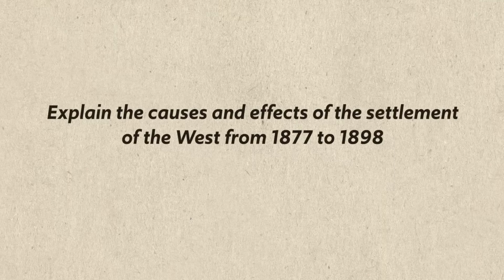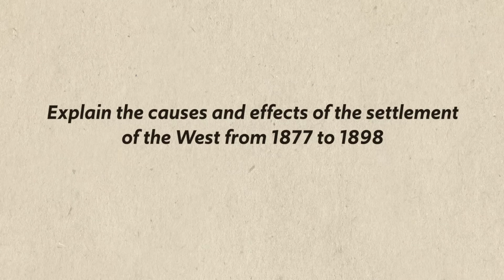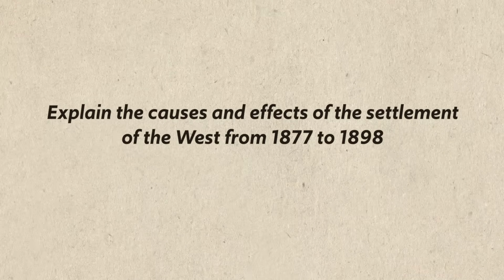So we're basically aiming at one thing in this video, and it is as follows. Explain the causes and effects of the settlement of the West from 1877 to 1898. In the last unit, it seemed like all we talked about was the North and the South, but now let us turn our eyes westward and see what's happening with our brethren and sistren on the frontier.